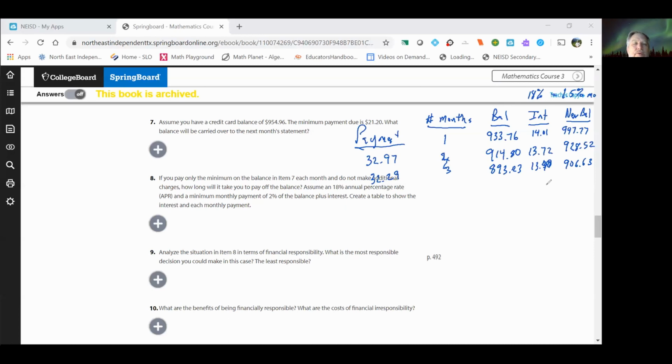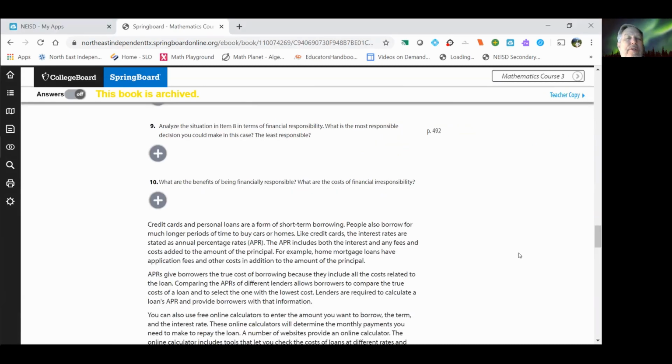All right, item number 9. Analyze the situation in item 8 in terms of financial responsibility. What is the most responsible decision you could make in this case? What is the least responsible?